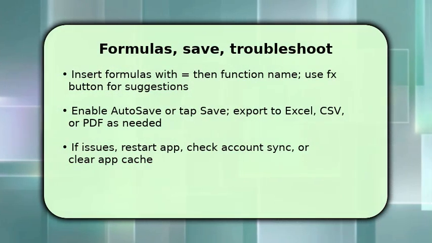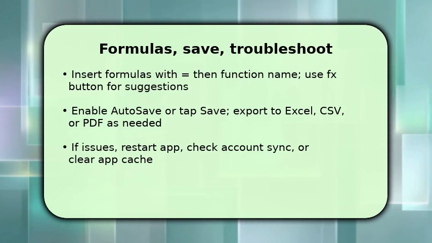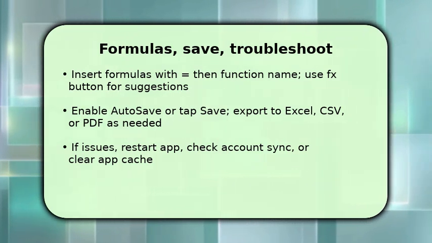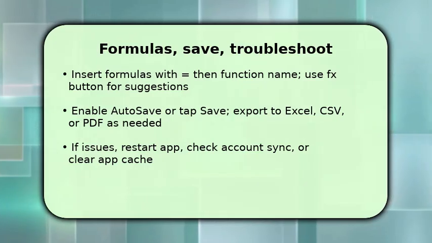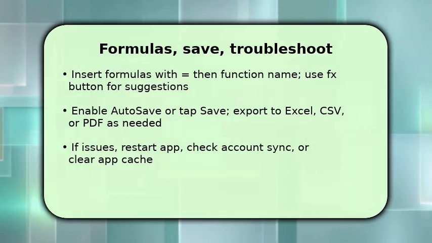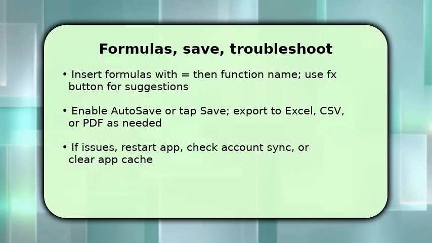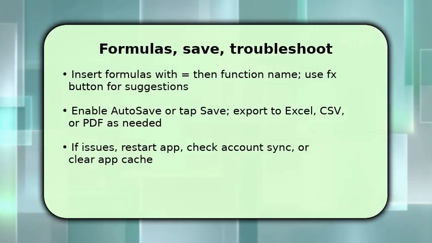Tap a cell, start with equals and type sum or average, or press FX to pick functions. Relative references let formulas adapt when you copy them. After verifying results, enable auto-save or tap Save and Export if you need CSV or PDF.